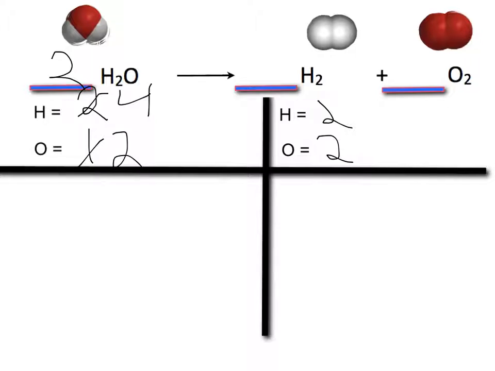And then, on the right side, in order to balance your equation, you have to put a 2 in front of the hydrogen, which will then give you 4. And now your equation is all balanced out because the hydrogen is equal to each other, and as is the oxygen.